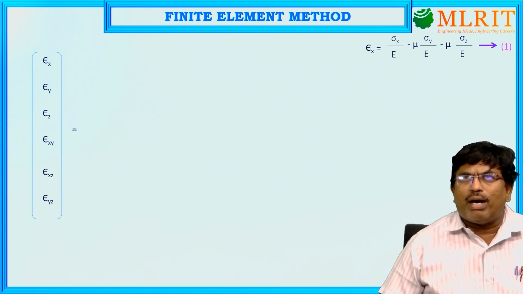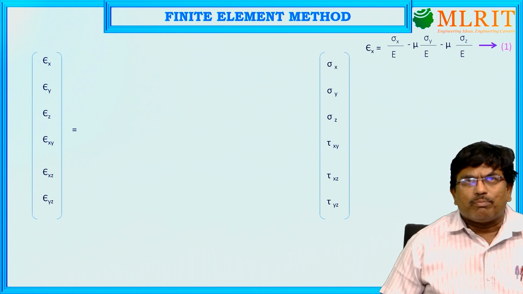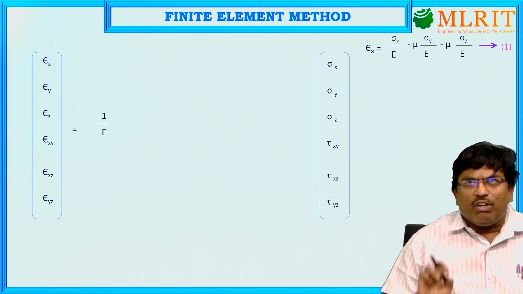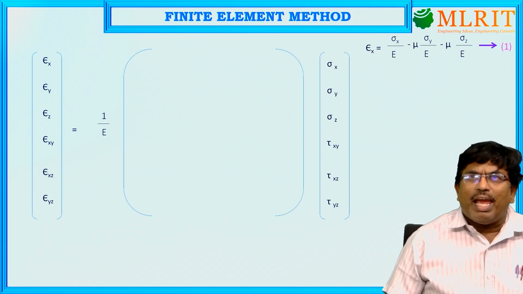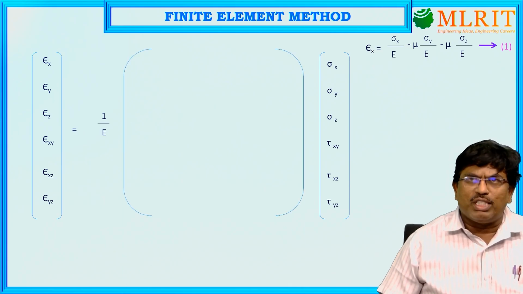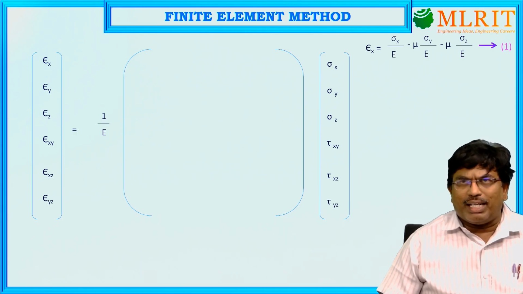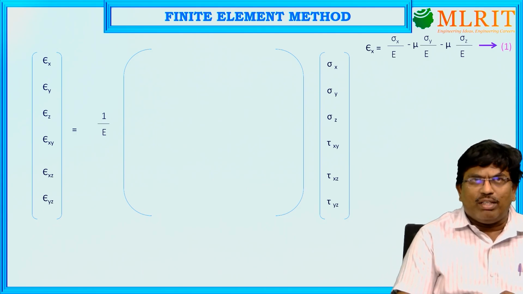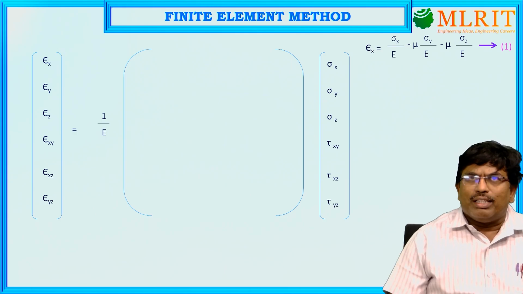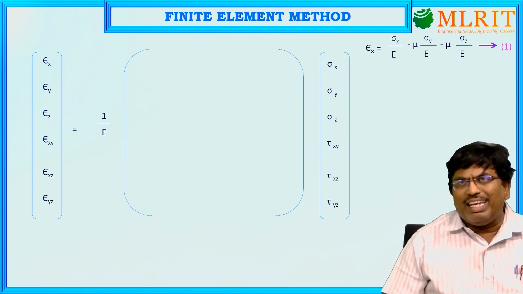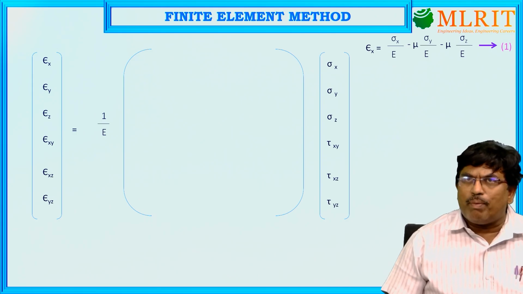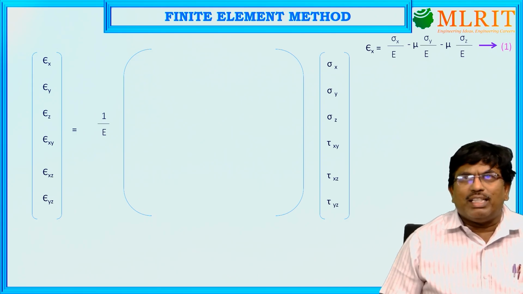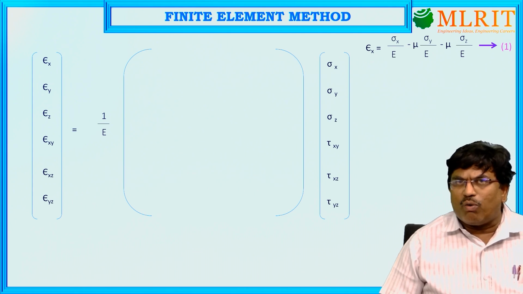Epsilon x equals sigma x by E minus mu sigma y by E minus mu sigma z by E. Here 1 by E is common in all the equations. If you take 1 by E out, then you take the empty matrix. Always follow this to convert equations into matrix form. First take the right side vector equal to a common factor 1 by E, then keep the empty matrix. This is a coefficient matrix, or constant matrix, into the variable matrix: sigma x, sigma y, sigma z, tau xy, tau xz, tau yz.